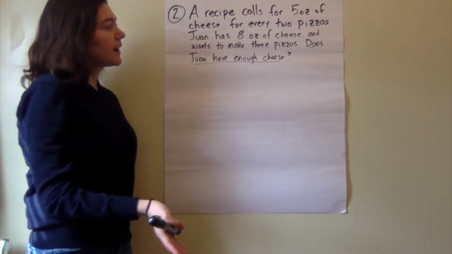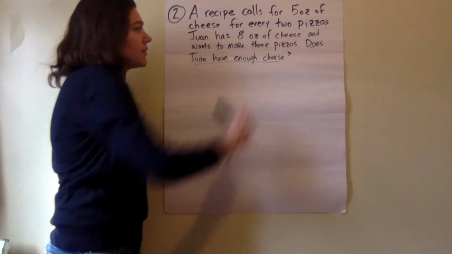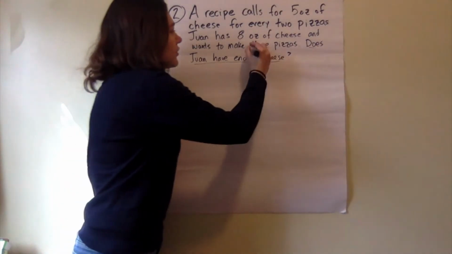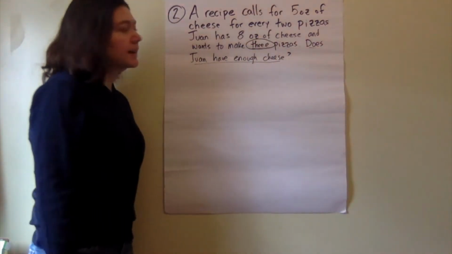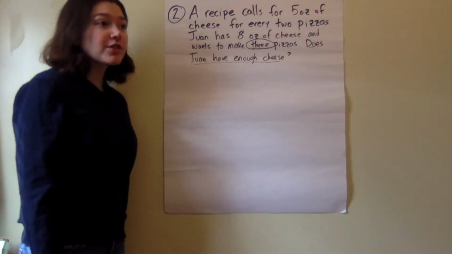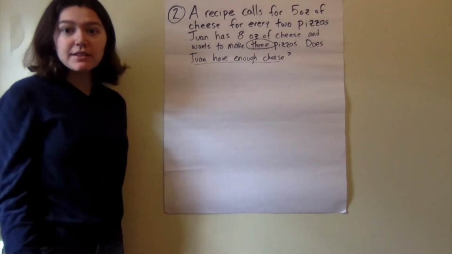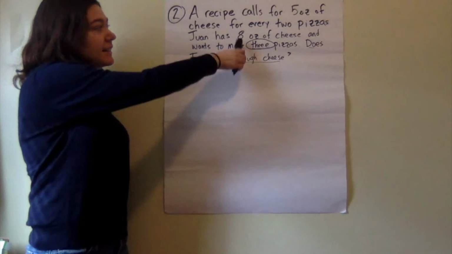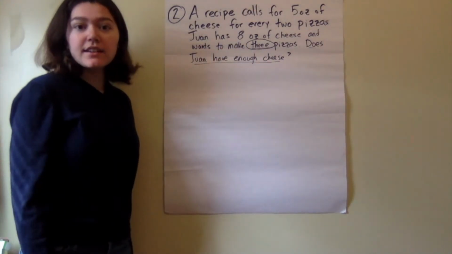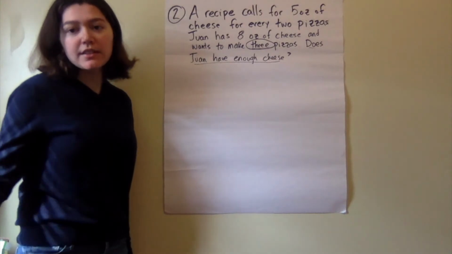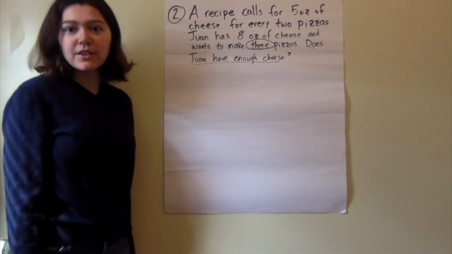Okay, well, let's see. How much cheese does Juan have? Juan had 8 ounces of cheese. But what does Juan want to do? Juan wants to make 3 pizzas. Okay, so that's going to be important. We're trying to figure out how much cheese Juan needs for 3 pizzas. And if it's less than 8 ounces, then we're good. Juan can make the pizzas. And if it's more than 8 ounces, then Juan can't make the pizzas. He doesn't have enough cheese.